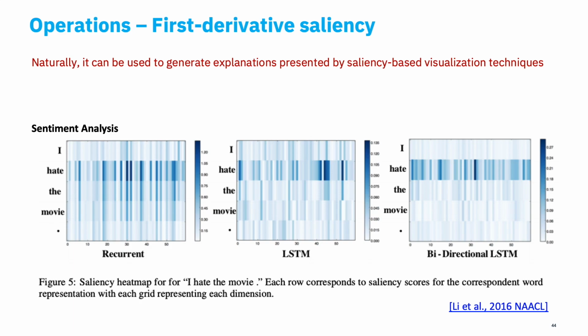From this chart, we can also see that compared to simple RNN and one-directional LSTM, BiLSTM provides more intuitive visualization, clearly indicating that the word hate is the most influential word from the input sentence.